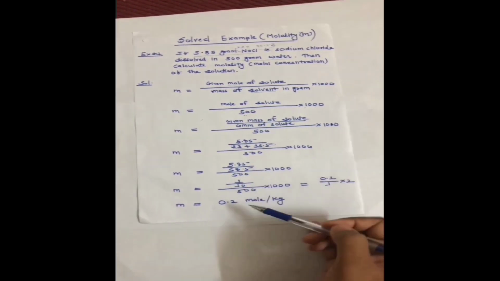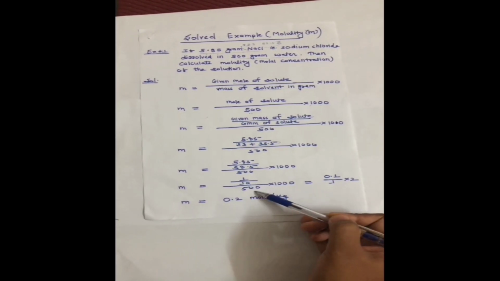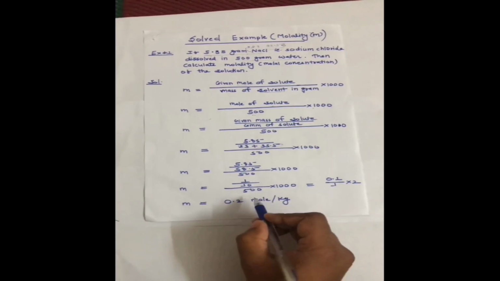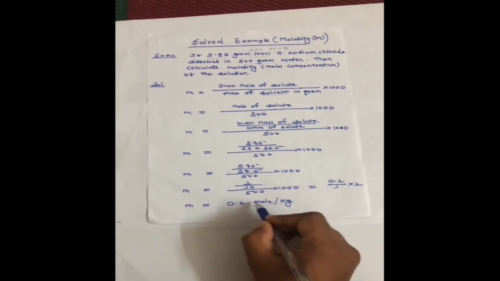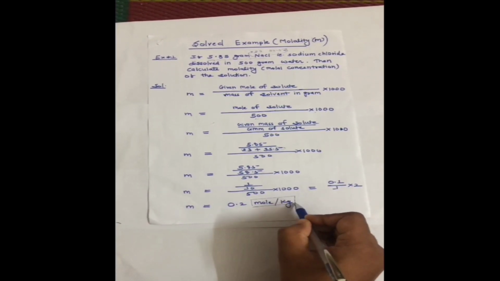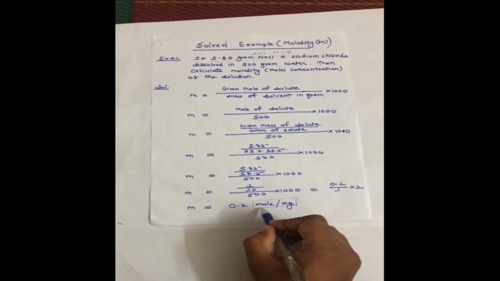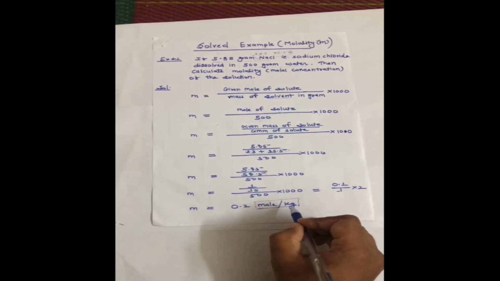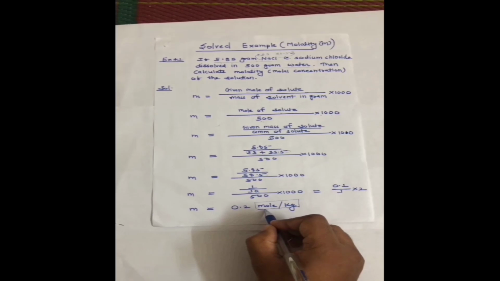5.85 divided by 58.5, whole divided by 500 into 1000. It is around 0.2 mole per kg. The unit of molality is mole per kg, where kg is for solvent and mole is for solute.